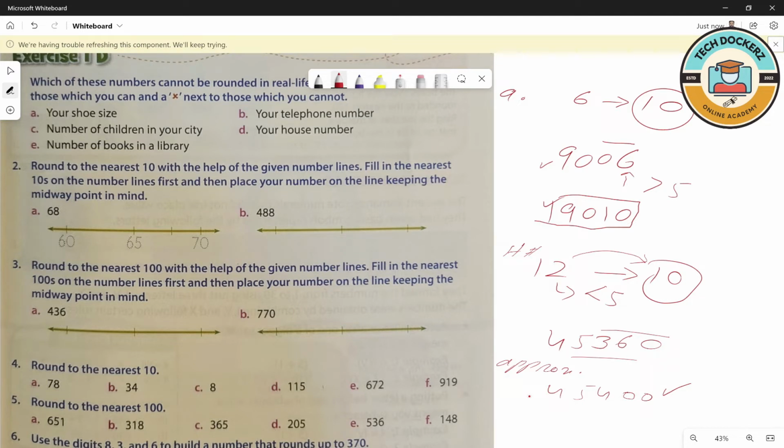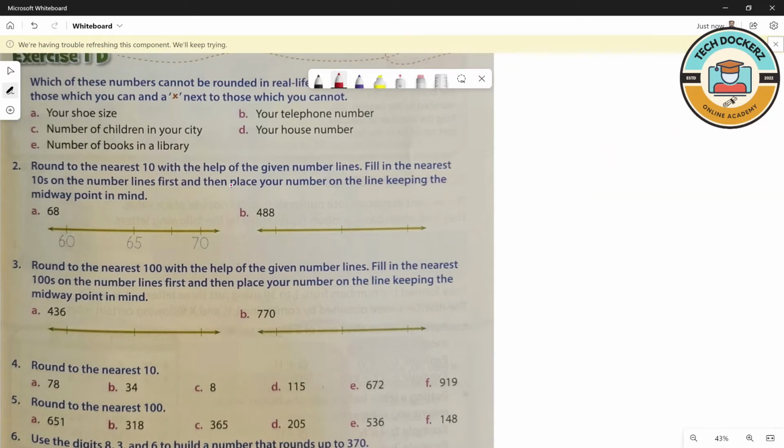And similarly, question number 1E, number of books in the library. Obviously in libraries there are so many books, you cannot count them one by one. All right, so we will say, okay, fine, approximately we have 1500 books in the library. So yes, we can round off the numbers. All right, let's go to question number 2.